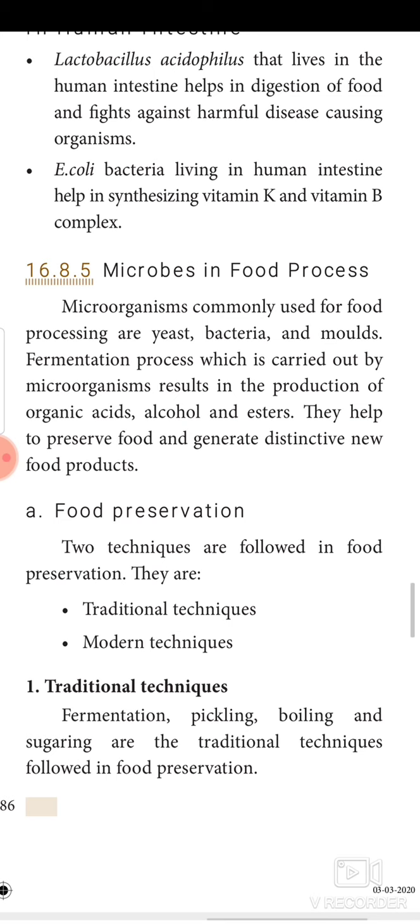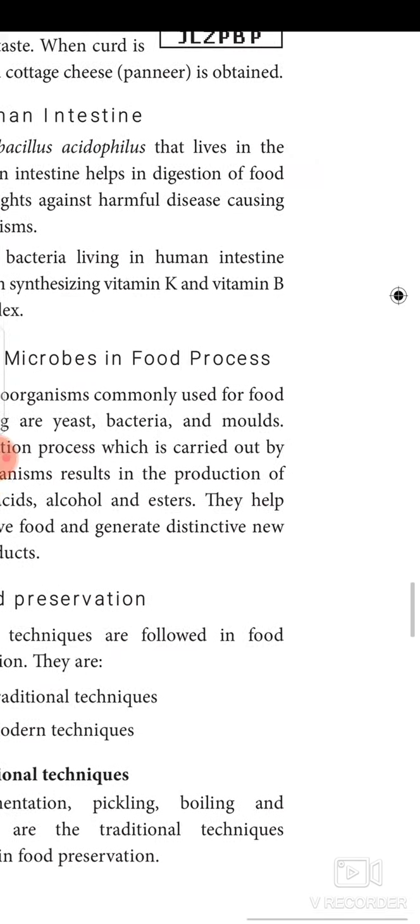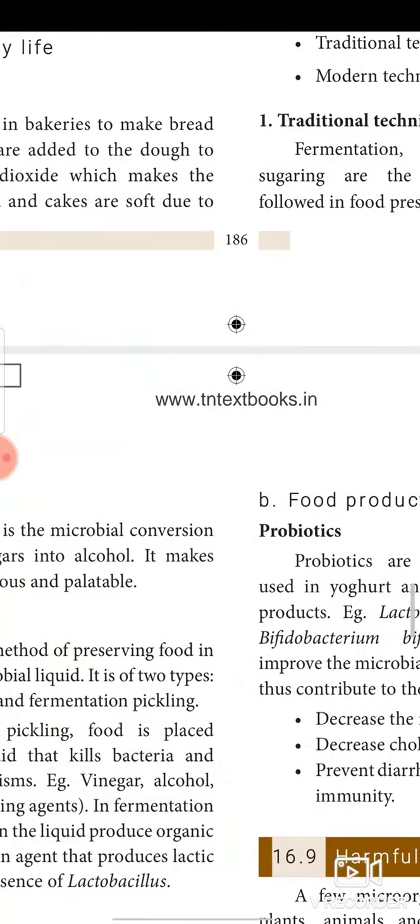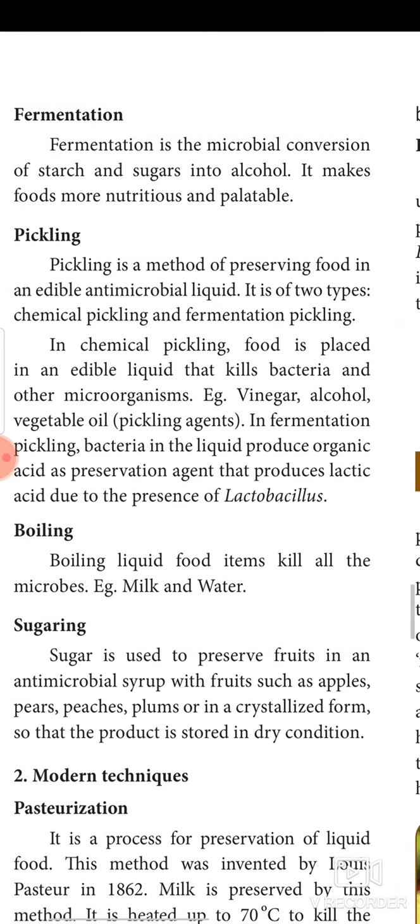Food preservation is the first and foremost important thing in food processing. On talking about food preservation, there are two methods. One is the traditional technique, another one is the modern technique. In both of them microbes are used. First, fermentation. Fermentation is the microbial conversion of starch and sugar into alcohol. As we have seen under the title production of alcohol and wine, the fermentation process is happening.